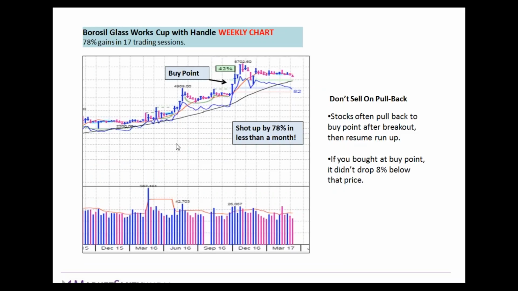So be aware, whenever the stock pulls back after you buy, you shouldn't be afraid. The stock will actually resume its upward journey, and if you've bought at a buy point and the stock doesn't correct by more than 8%, it's okay to hold the positions.